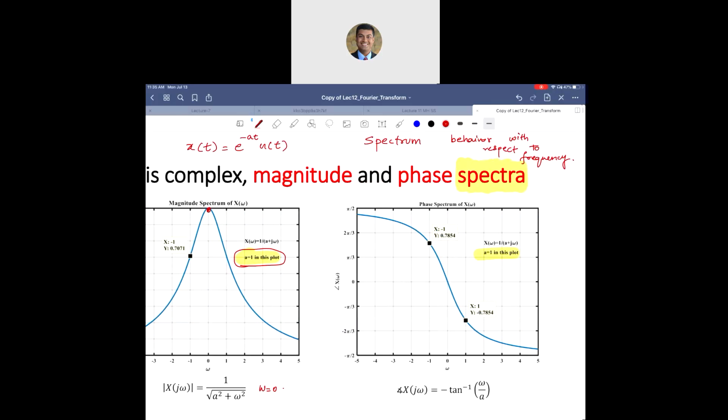Next, we move on to the phase. Phase is negative tan inverse omega divided by a. We know how to find the phase. We just did that. And again, I used a equals 1 to be able to plot it out.